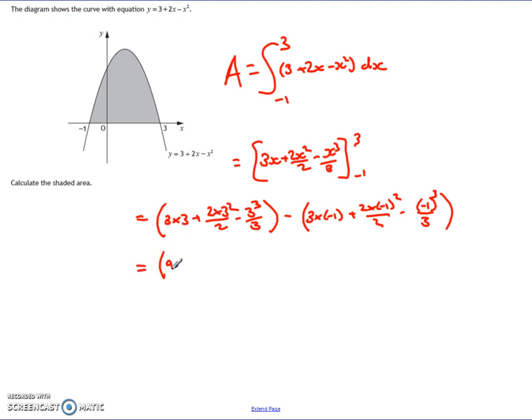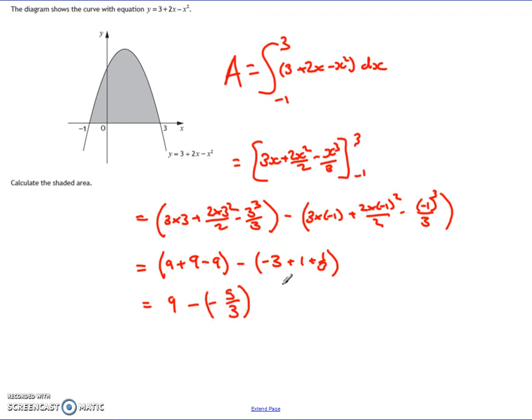So 3 3s, that's 9. 2 times 3 squared divided by 2, well again that's another 9, so that's plus another 9. 3 cubed over 3, well 3 cubed is 27, divided by 3, that's then minus 9. Then I've got to take away the second bracket, so 3 times -1, -3. 2 times -1 squared divided by 2 gives me plus 1, and then -1 cubed over 3 minus -1 over 3 gives me plus 1/3. 9 plus 9 minus 9, well that's simply 9. Take away, so -3 plus 1 is -2, plus another third is -1 2/3, which I can simplify and keep as an improper fraction as -5 over 3.